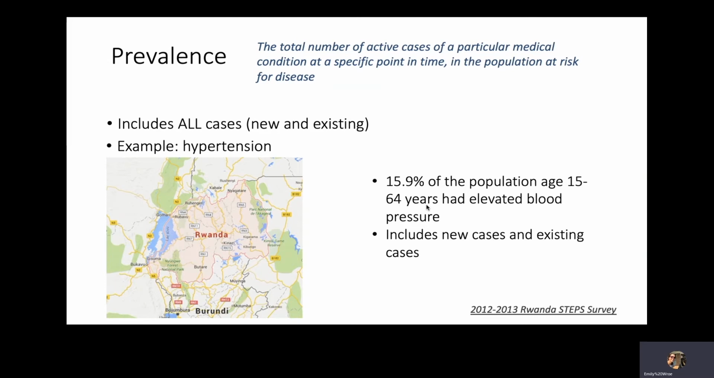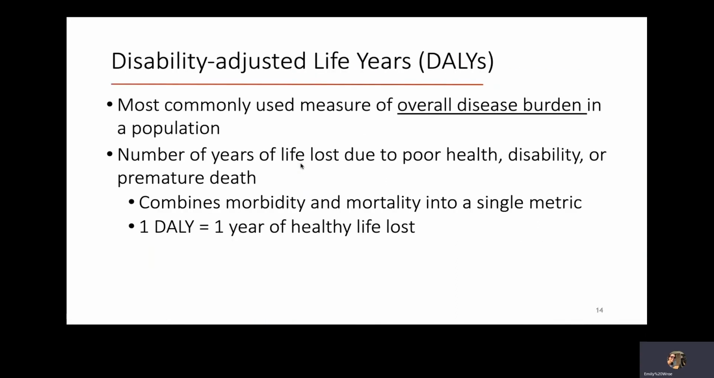For this, we're using this age group, 15 to 64 years, and saying 15.9% of the people in Rwanda between the age of 15 and 64 had elevated blood pressure. And this was in their 2012-2013 survey. So that includes people who were newly diagnosed during that survey and people who already had hypertension and knew about it before the survey. So that's the difference between incidence and prevalence.